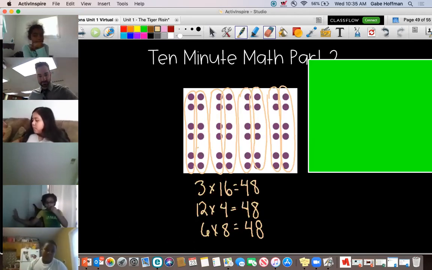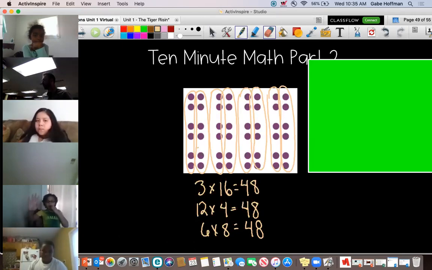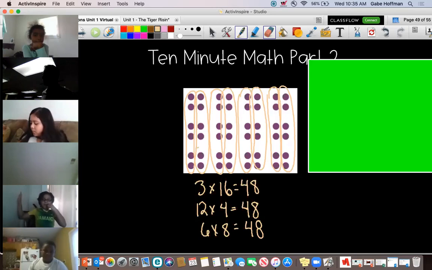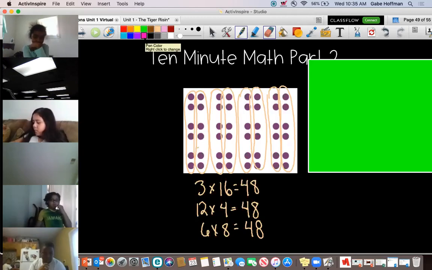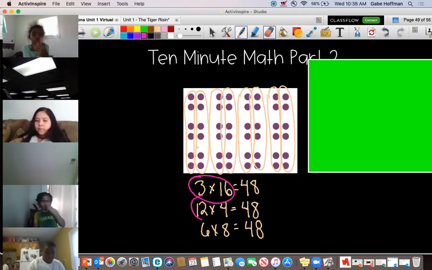It's composite because 48 is an even number. Okay, so we know it's composite because 48 is an even number. So yes, that's one way to know. Also, how many factor pairs do we have sitting down here that we just talked about? Look at all these. We have 3 factor pairs right here, right?